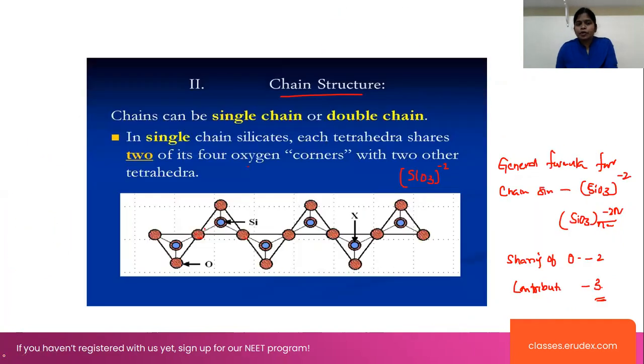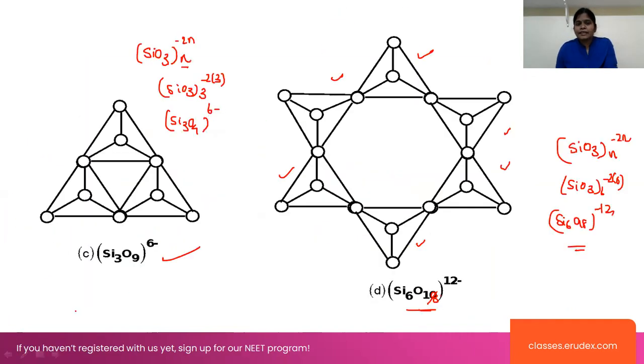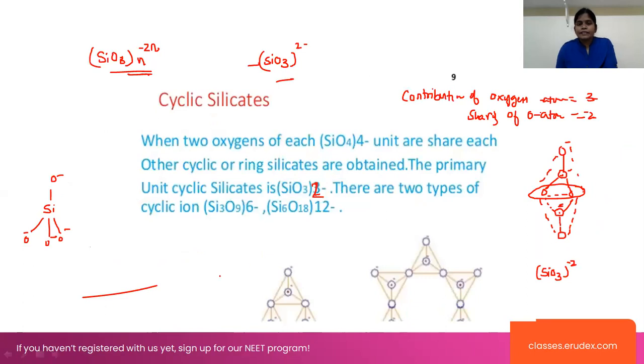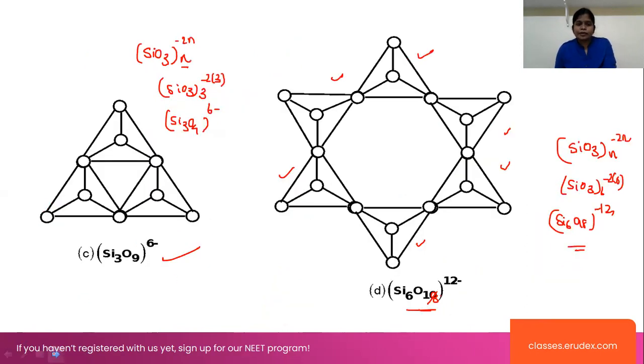and here is one more important formula, for the cyclic silicates. The example for the cyclic silicates is beryl. This is beryl. The example is beryl, emerald. Examples are important from the examination point of view.